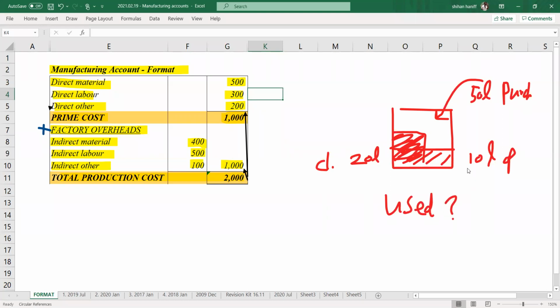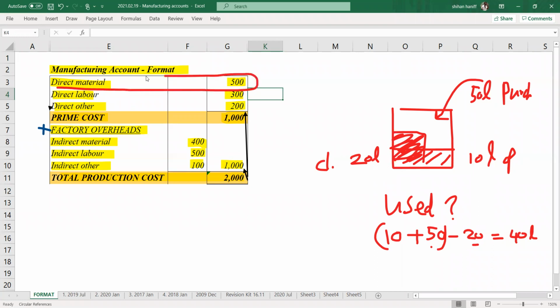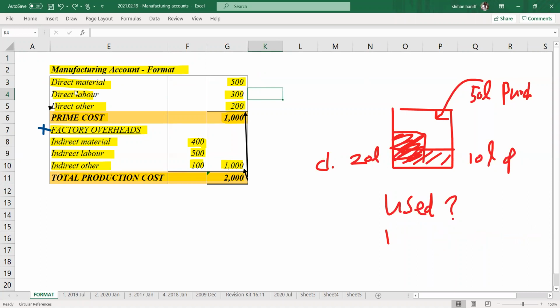How do you calculate? Opening balance 10 plus 50. Then you have total 60. Then if the remaining is 20, you have used 40 liters. So how do you calculate? Opening stock plus purchases minus closing stock. So the same concept will be adapted when it comes to calculating the direct material usage. Direct material usage. Okay, so we can expand the direct material.